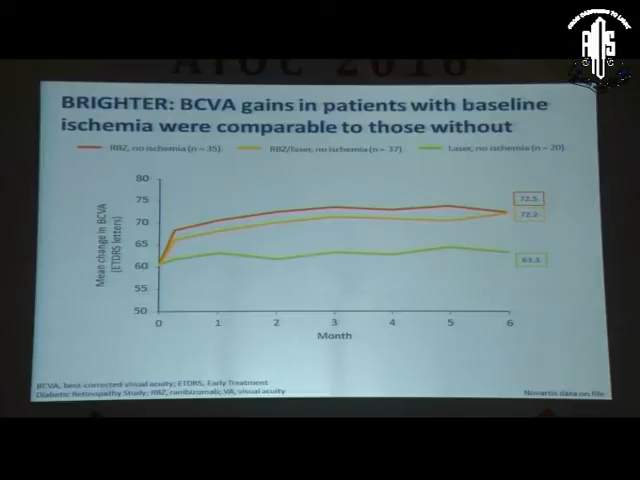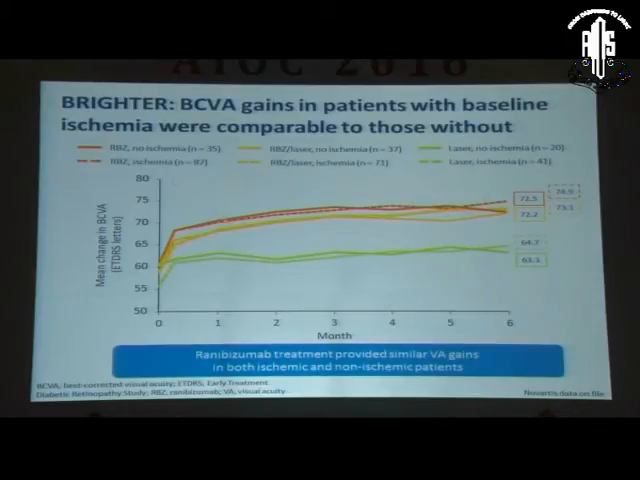BCVA gains in patients with baseline ischemia were also comparable. There was always a fear in the mind of the treating physician or surgeon that if ischemia is already there, then these drugs which can cause further ischemia may be harmful. In fact, we initially used to see a couple of patients, but this has been disproven; you can go ahead, and even ischemic BRVO or CRVO can be treated with safety. So it was concluded that ranibizumab treatment provides similar gains in both ischemic and non-ischemic patients.